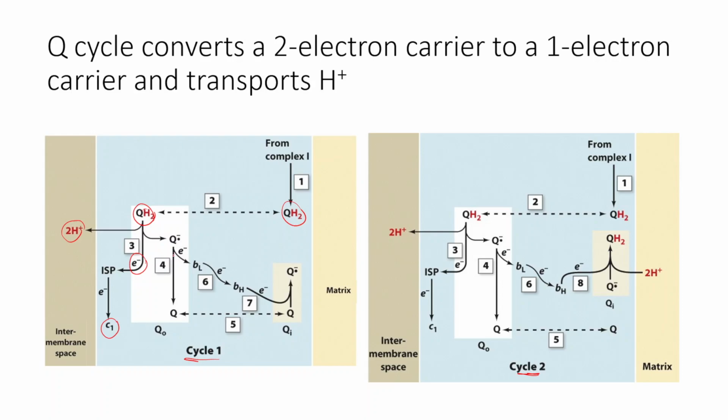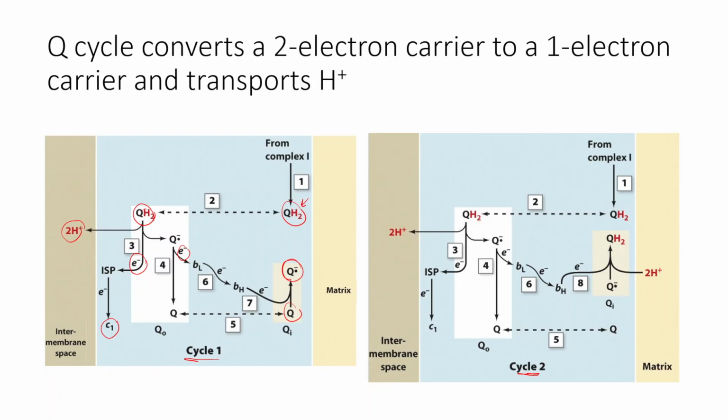At that point the other electron is handed off to another coenzyme Q that starts off in the oxidized form and ends up in the semiquinone form, because it's only accepting 1 electron from our original coenzyme Q, which is shown over here. So that's part of cycle 1.